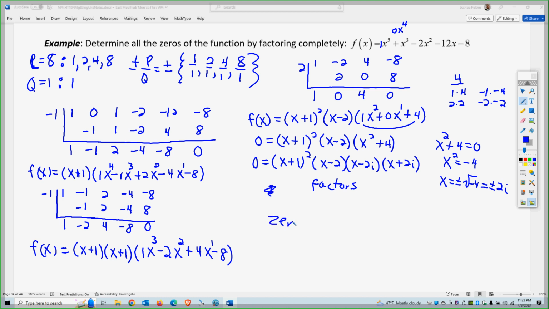So the zeros are x equals negative 1, 2, 2i, and negative 2i. Okay, that is the end of part 3.